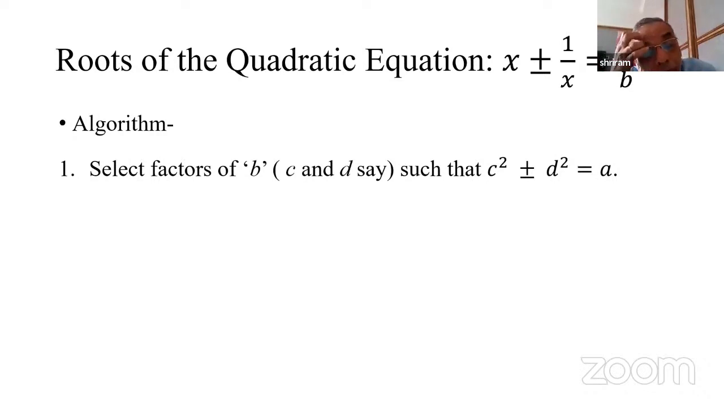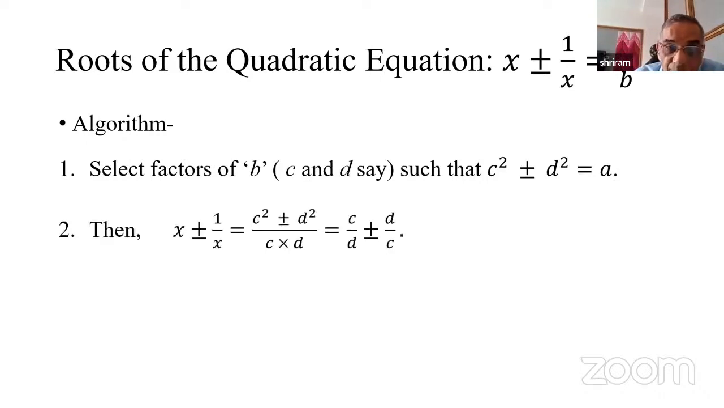And the beauty is, if this particular method does not work, it will not be a perfect square quadratic; you are going to get either irrational roots or even complex roots. So when we want to get rational roots, I will get the factors of b in such a way that c square plus d square equals a or c square minus d square equals a.